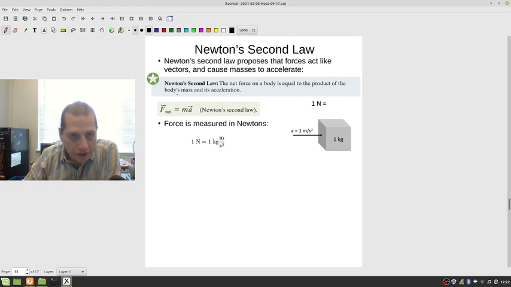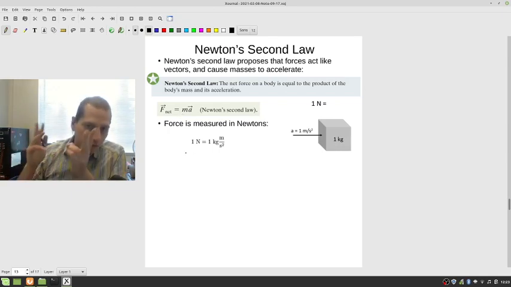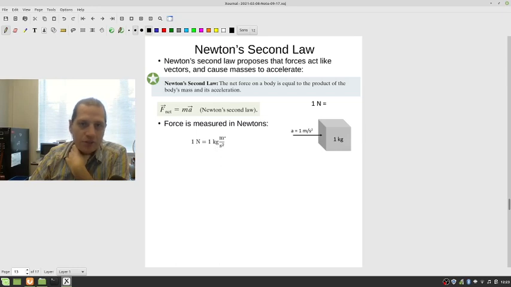And if you just look at this equation, it defines for us new units. Our force has to have units of acceleration times mass. And so the good units for force that we're going to use for the rest of the course are newtons. And a newton is a kilogram times a meter per second squared. Kilograms times meters over seconds squared.